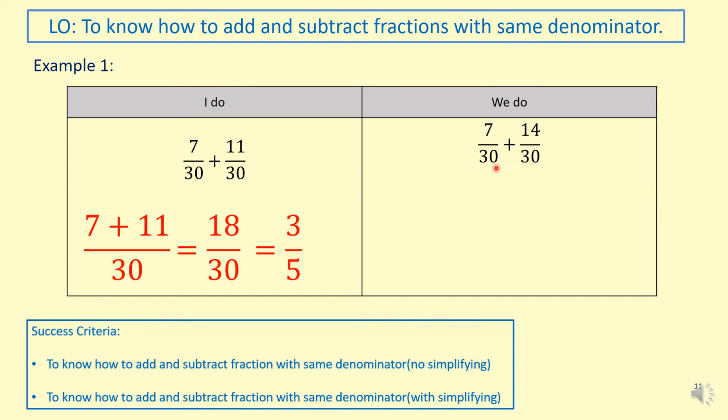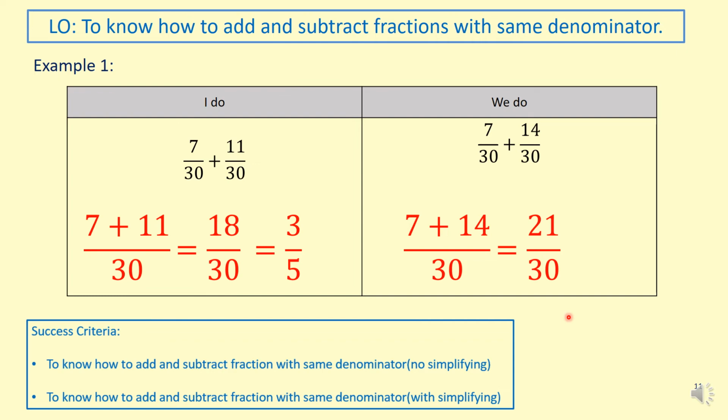Now again, we have the same denominator. We're going to write one of the denominators and add the top. So I have 7 add 14 at the top and 30 as a denominator. 7 add 14 gives me 21 over 30. You can see that you can simplify your answer because 21 is divisible by 3 and 30 is divisible by 3 as well. Both of them are in the 3 times table. So I can simplify them by dividing by 3.